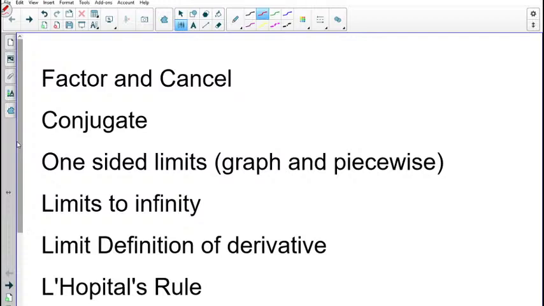So factor and cancel. That's usually if you've got a quadratic on top, quadratic on the bottom, something like that. Factor and cancel and see what you get.